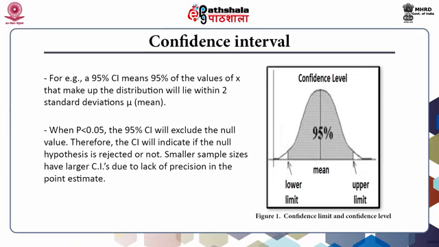When p is less than 0.05, the 95% confidence interval will exclude the null value. Therefore, the CI will indicate if the null hypothesis is rejected or not. Smaller sample sizes have large CIs due to lack of precision in the point estimate.